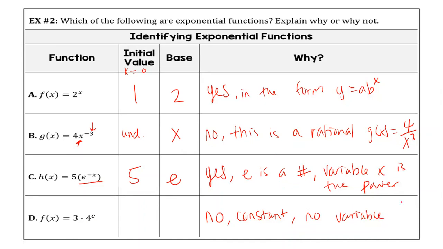There's no variable as the power. E is a number. If I type 3 times 4 to the E in my calculator, I'm going to get a value. Does that make sense? So what is E? E is 2.8 something. It's the natural base. We actually made a chart last year. 2.718.